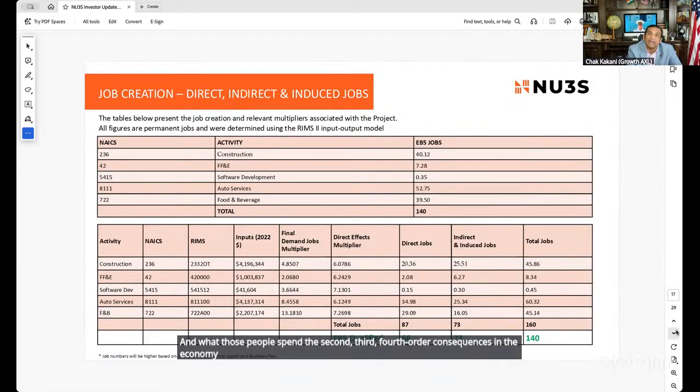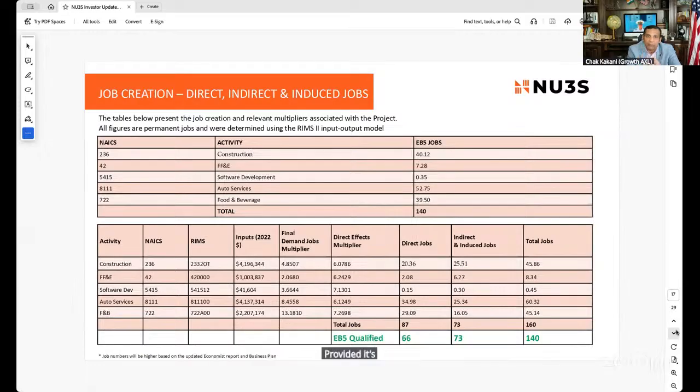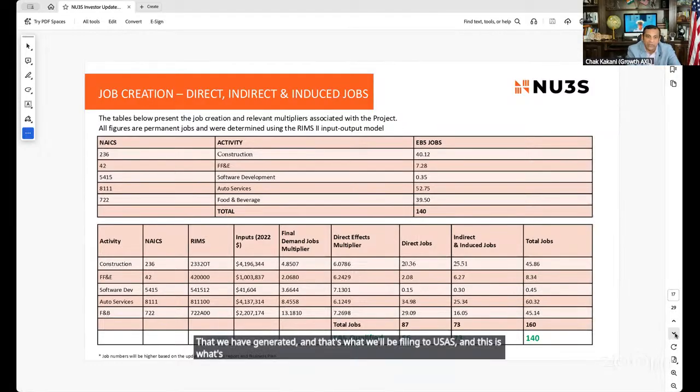This is allowed in EB-5, to add that as EB-5 qualified jobs, provided it's done by proper economists with credibility that USCIS accepts. The modeling is proper and it's proven. We have all that in the economist report that we have generated, and that's what we'll be filing to USCIS. And this is what's accepted all the time in EB-5.